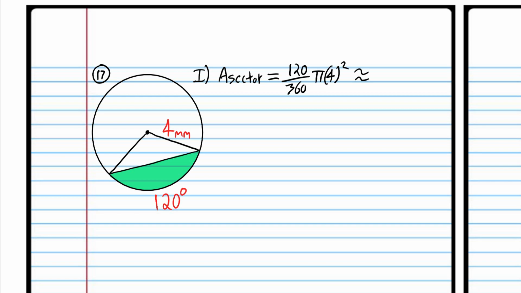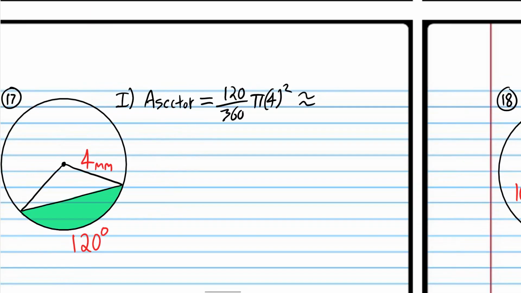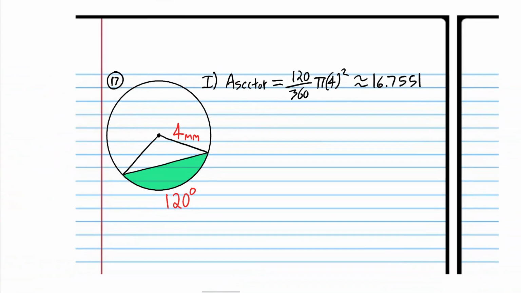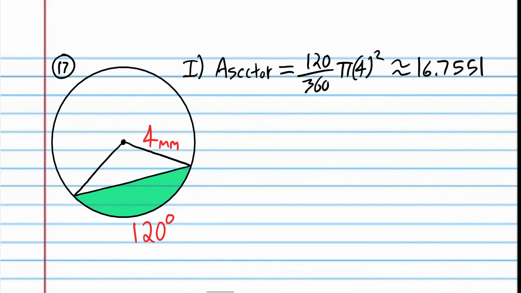And in the calculator, 120 divided by 360 equals, times the pi button equals, times 16 equals, because 4 squared is 16. And we get the following number. And now we're going to find the area of the triangle.